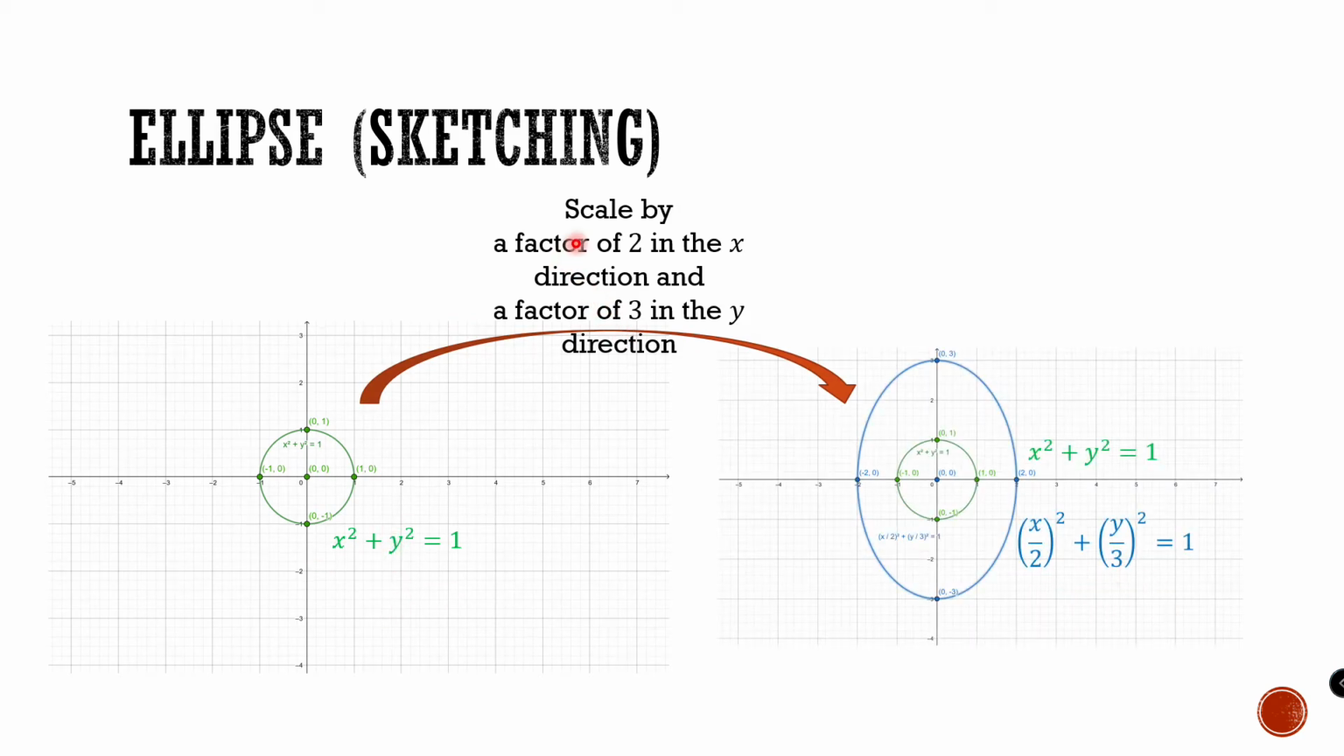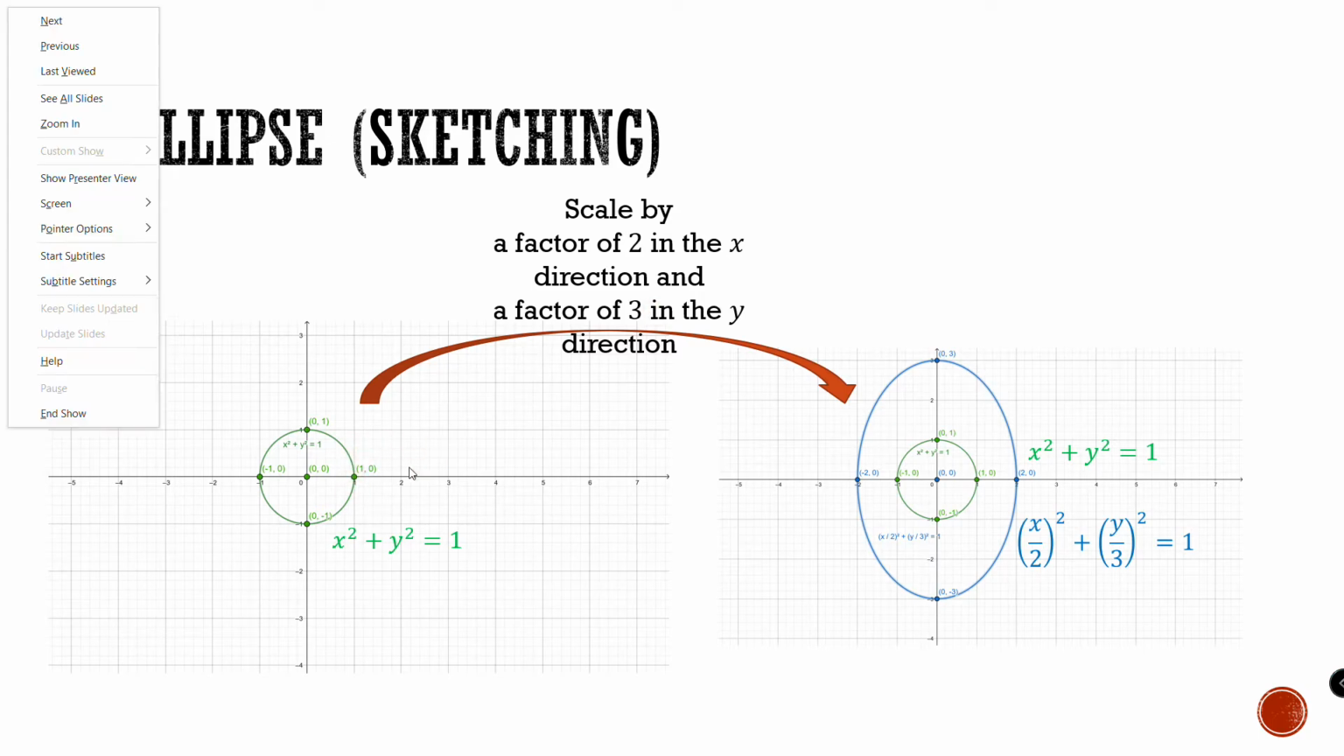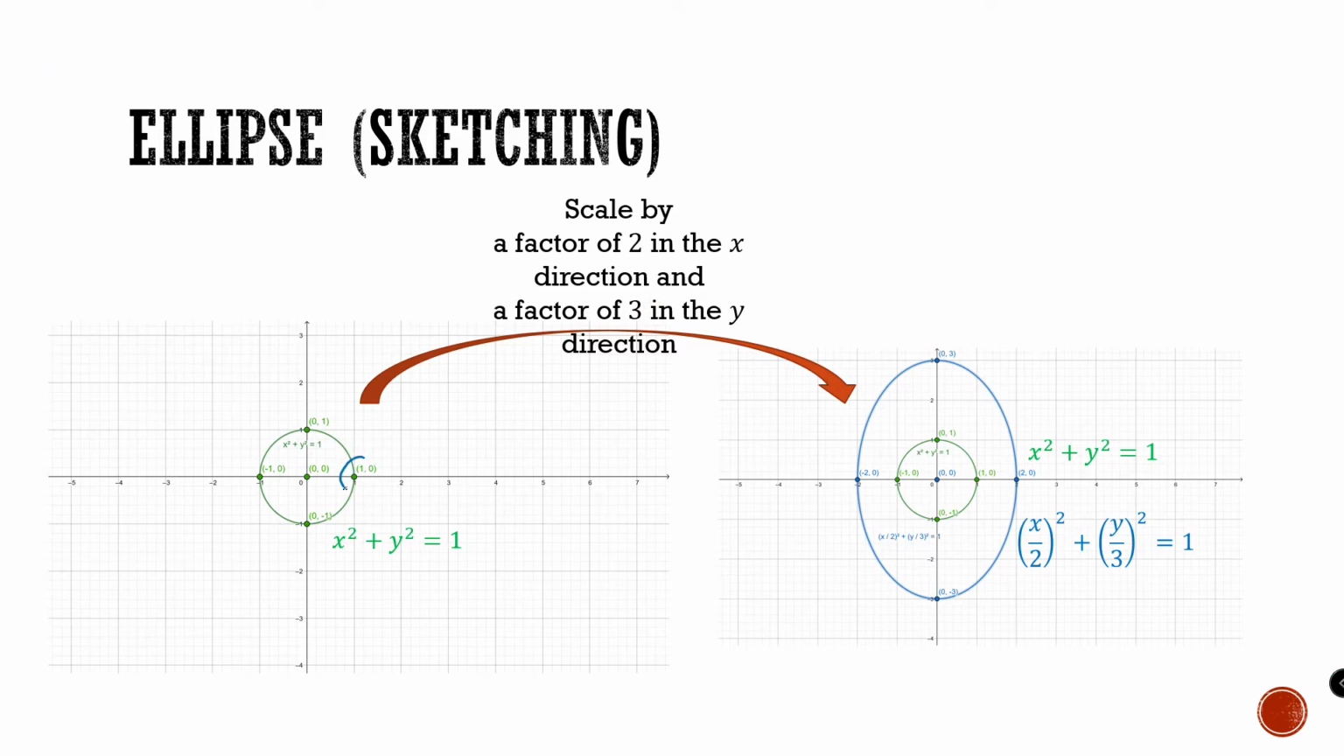So what this means is that I am scaling my graph, my unit circle, in the x direction by a factor of 2, in the y direction by a factor of 3. So we just focus on the points. You can see that the rightmost point, because you scale by a factor of 2, from 1, 0, it will become 2, 0. Same for the left point. From minus 1, 0, it will become minus 2, 0.